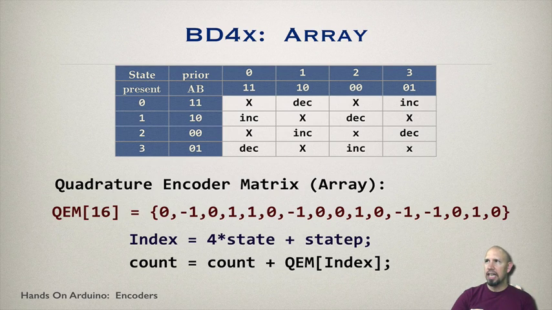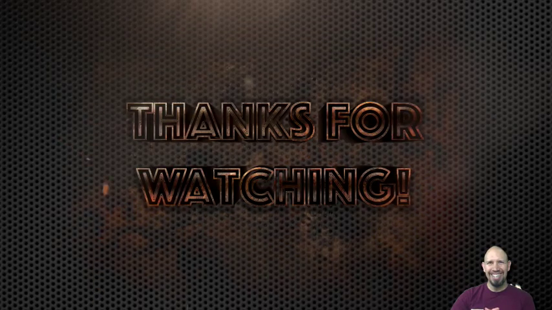So this is 4x quadrature decoding. We've gone through 1x decoding, 2x decoding, and now 4x decoding in a very standard way. If all you do is watch this lecture, you've got a lot going for you. In the next lecture, we're going to look at how to work with this in more general terms and in more optimal terms. Thanks for watching.